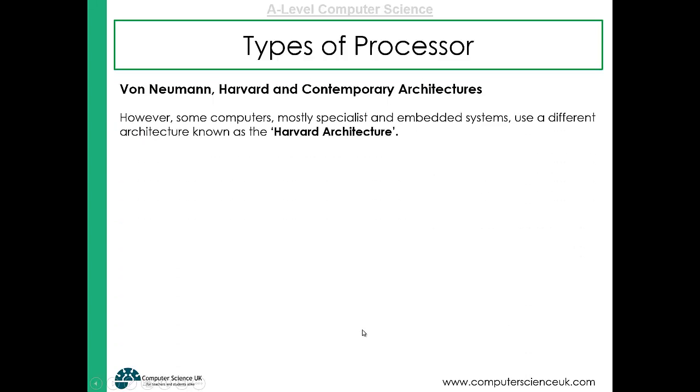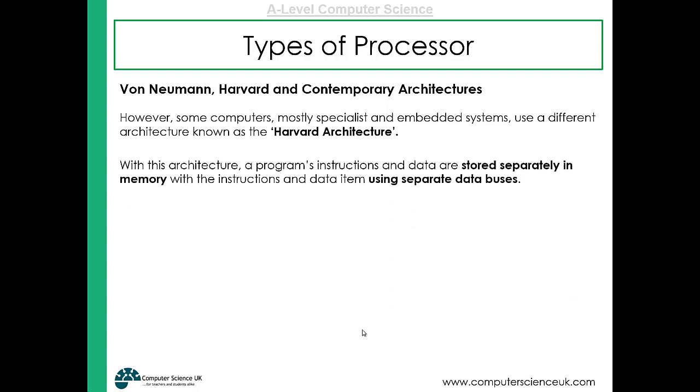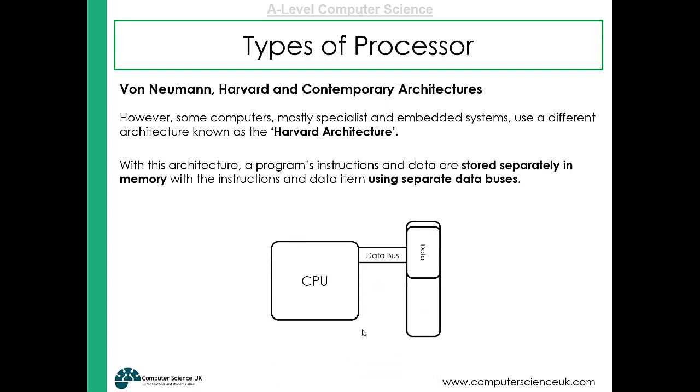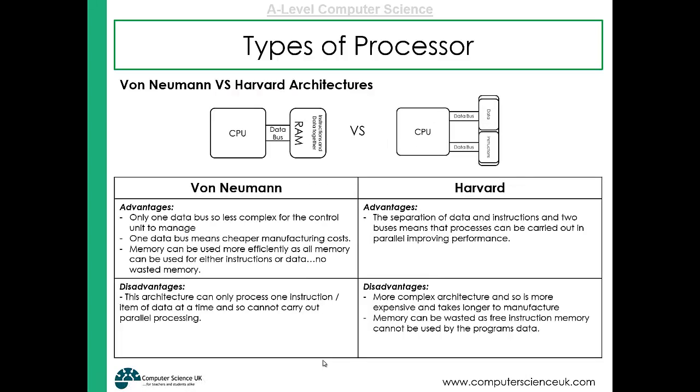Now with Harvard architecture, this is less common, but it's used in specialist and embedded systems. With the Harvard architecture, it differs in that the data and instructions are actually stored separately in memory. And the instructions have got their own data bus, and the data's got its own data bus. So there are at least two data buses that are being made use of. So you've got your CPU, you've got your RAM. Now a part of the RAM is dedicated just to data, and it's got its own data bus to send data to the CPU. And the instructions have got their own part of the RAM, and again their own data bus to send the instructions to the CPU.